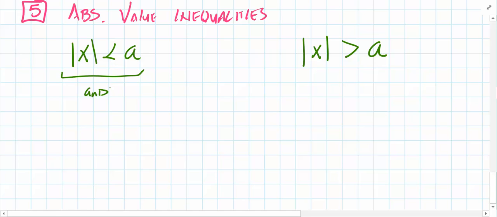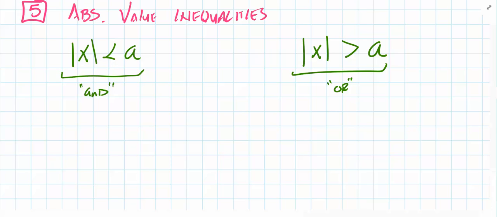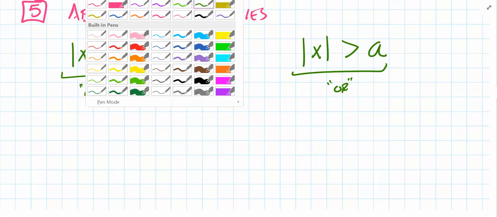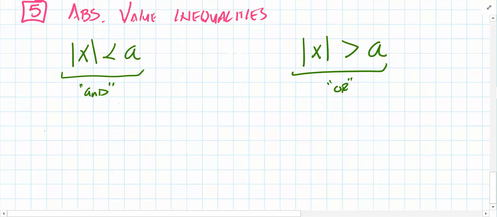Okay, so how do we know which is which and what does it mean? And how do we set them up? Okay, well, if the absolute value of a number is less than a, then that means that it's sandwiched between a certain spot. And the spot that it's sandwiched between is the actual opposite of that number and the positive of that number. So this is the correct setup for the and statement here.